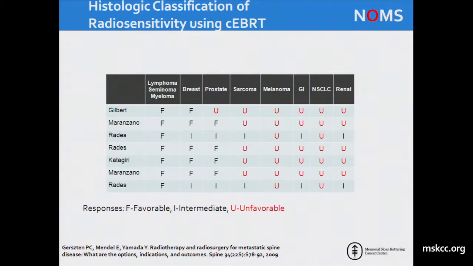When we talk about the oncologic consideration, we look at the primary tumor histology. And this is a table that was gathered by members of the Spine Oncology Study Group when they reviewed multiple publications that actually detailed histology-specific sensitivity to conventional radiation in the spine. And as you can see, tumors like lymphoma, seminoma, myeloma, and breast and prostate tend to respond fairly readily to conventionally fractionated radiation. And breast and prostate are really the exceptions in the solid tumor metastases, and all the other solid tumor metastases do not respond well to conventional radiation.